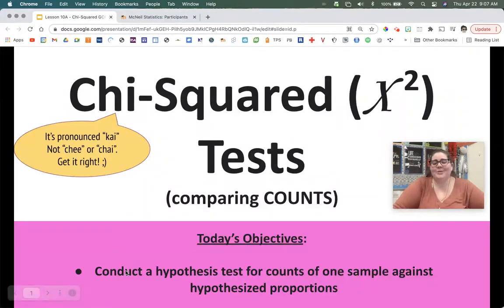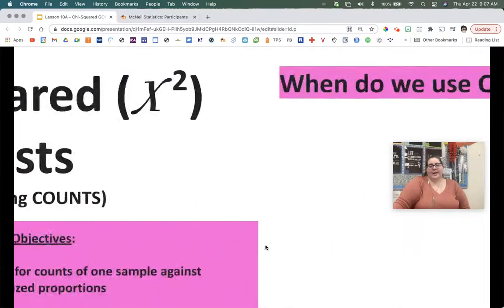So again, today's goal is to conduct a hypothesis test for counts of one sample against hypothesized proportions. And we'll talk about what that means. But the whole idea behind chi-squared is that we are comparing counts of data. So it is actually dealing with categorical data, but instead of looking at it as proportions, like we did with a 1-prop and 2-prop z-test, etc., we're looking at counts.